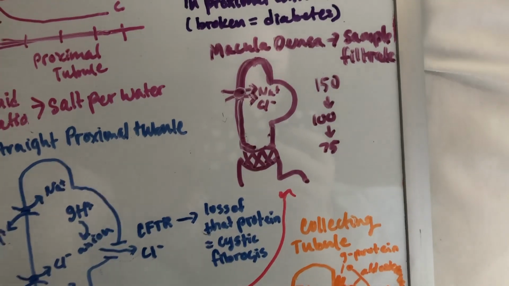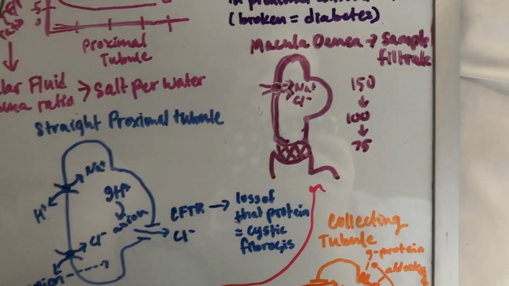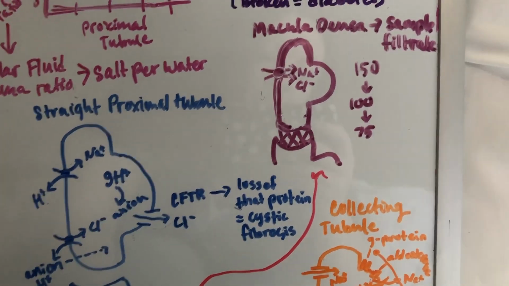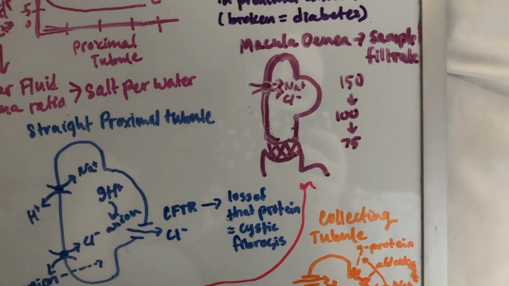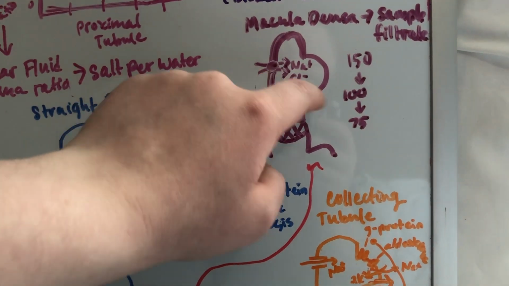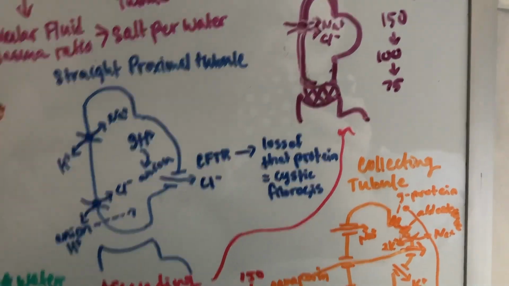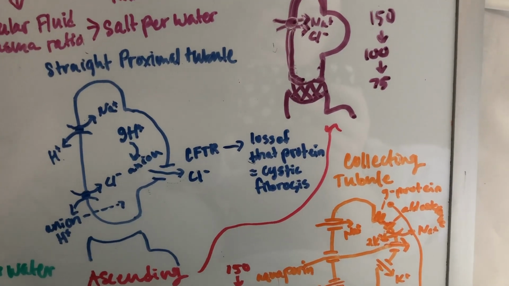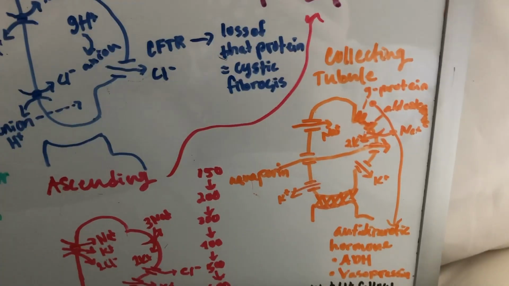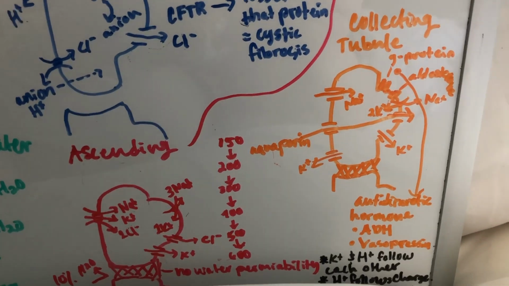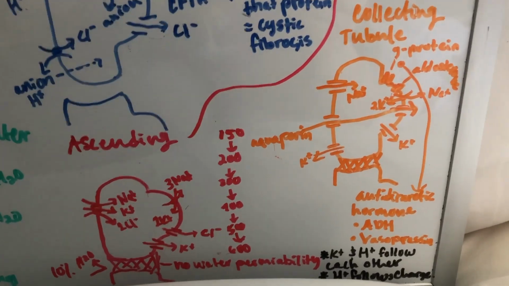So that leads us to part of that ascending limb. We have our macula densa cells that we were talking about earlier that sample filtrate, and this has got a sodium chloride pump that pumps both in, so that's going from 150 to 100 to 75. And lastly, we have our collecting tubule, and this has got some special things to it.